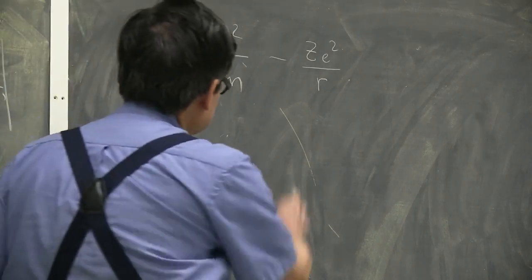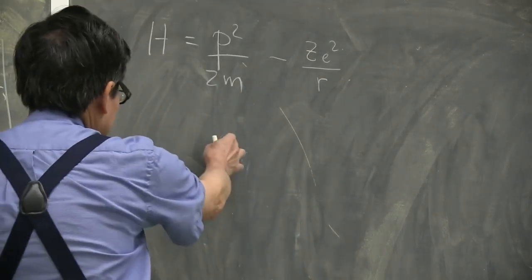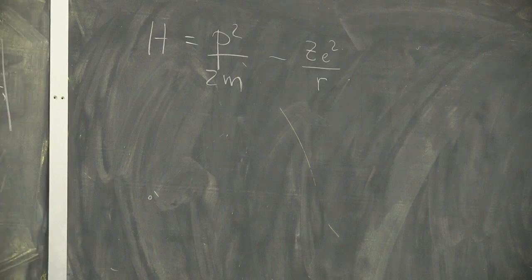So this r is then the distance between the electron and the center of mass of the system, which is very close to the position of the nucleus itself. Okay.